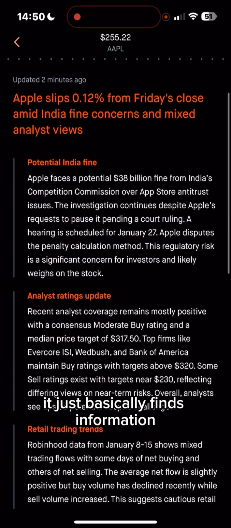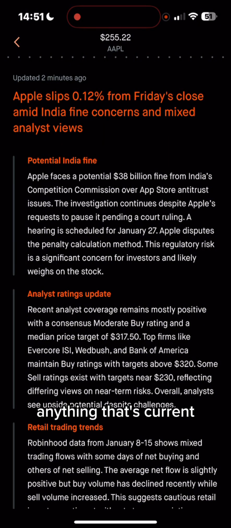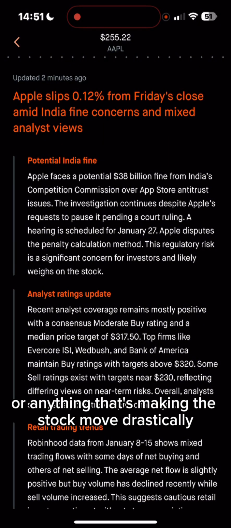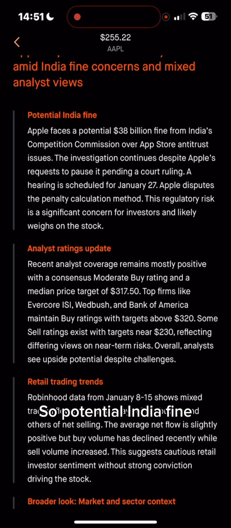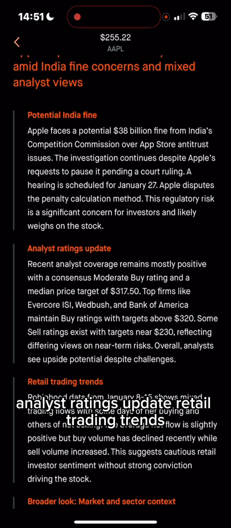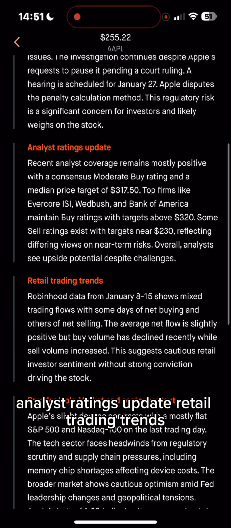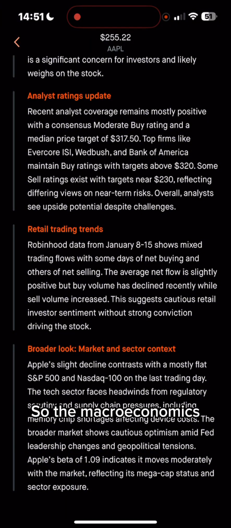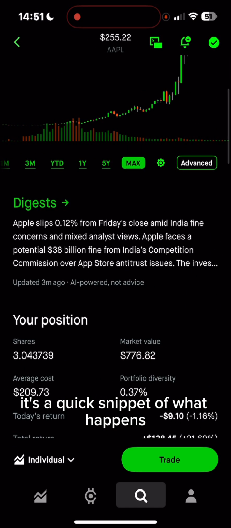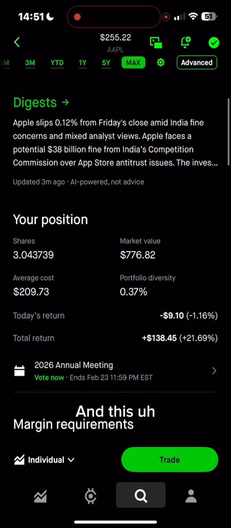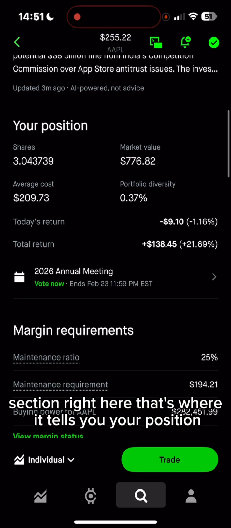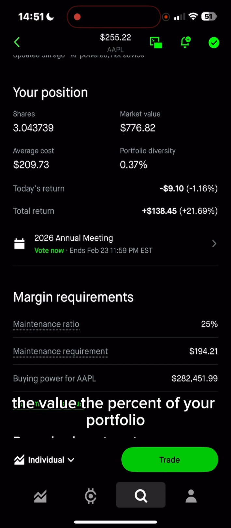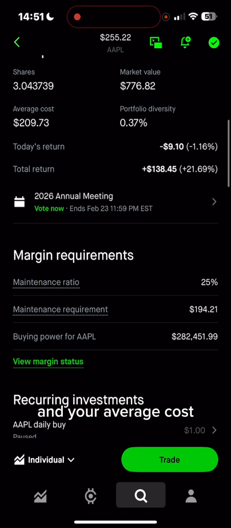It basically finds information, anything that's current or anything that's making a stock move drastically, and it covers it. So: potential index inclusion, analyst ratings update, retail trading trends, and the broader outlook, so the macroeconomics. It's a quick snippet of what happens. And this section right here tells you your position, the value, the percent of your portfolio, and your average cost.